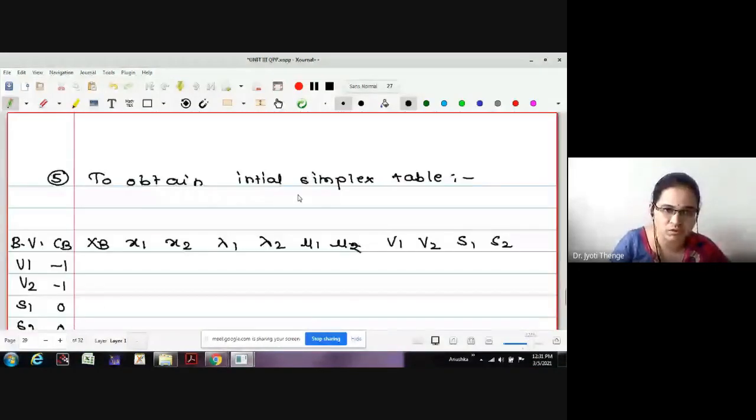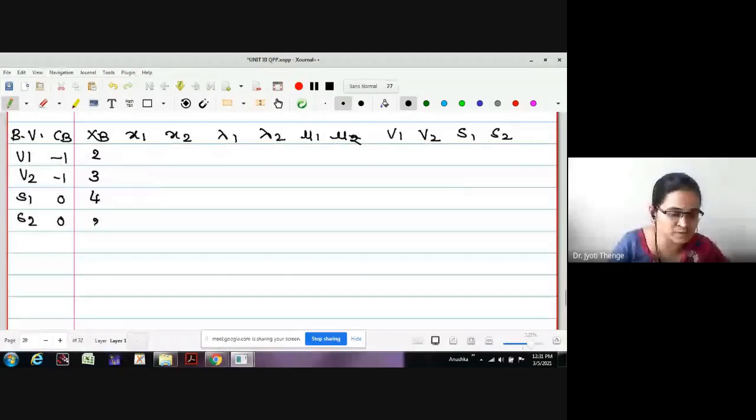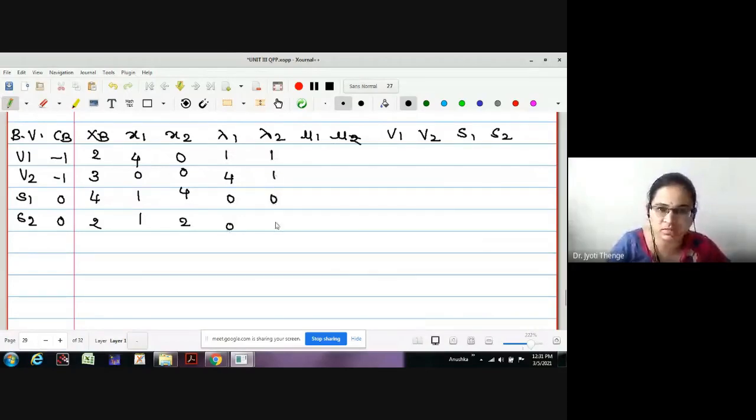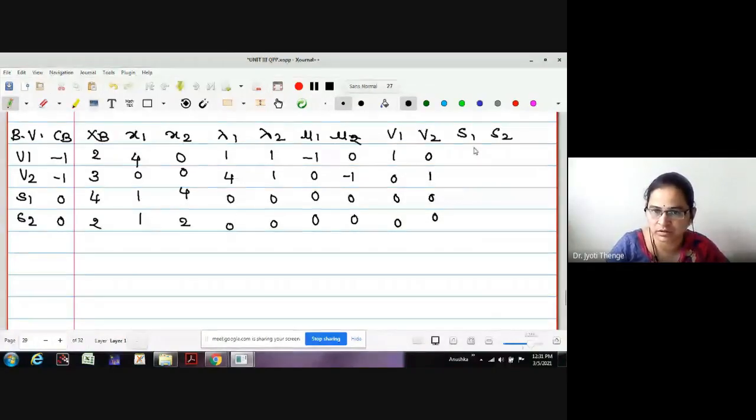Let me write the columns corresponding to all the variables. x1 is 4, 0, 1, 1. x2 is 0, 0, 4, 2. Lambda 1 is 1, 4, 0, 0. Lambda 2 is 1, 1, 0, 0. Mu 1 is minus 1, 0, 0, 0. Mu 2 is the same pattern. v1 is the first basic variable, v2 is second, this one is third, this is fourth.